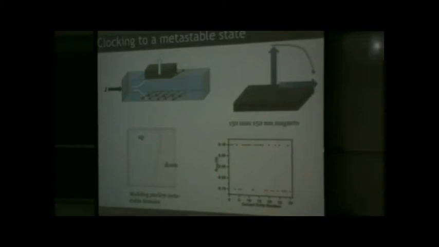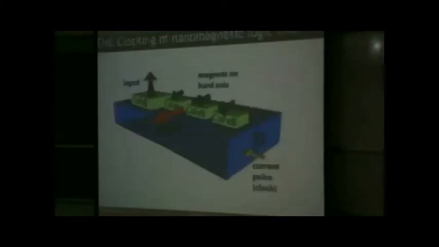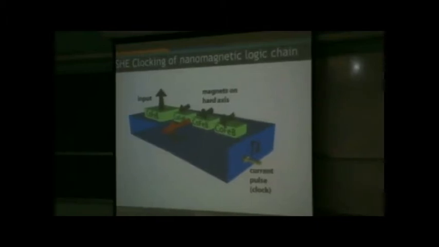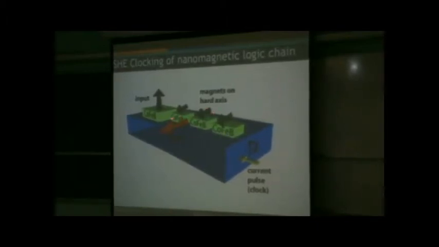So this basically says that by putting the pulse, I can push the magnet to a metastable state. Okay? So that then helps us to do what we call the nanomagnetic logic. The idea of a nanomagnetic logic is that I can create these dipole coupled ferromagnets.